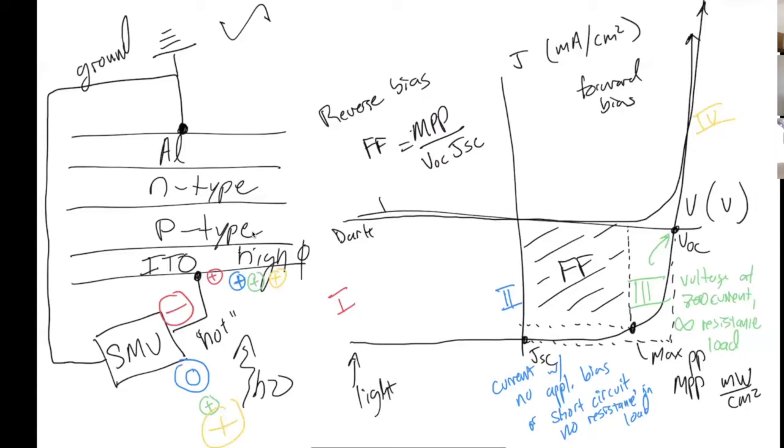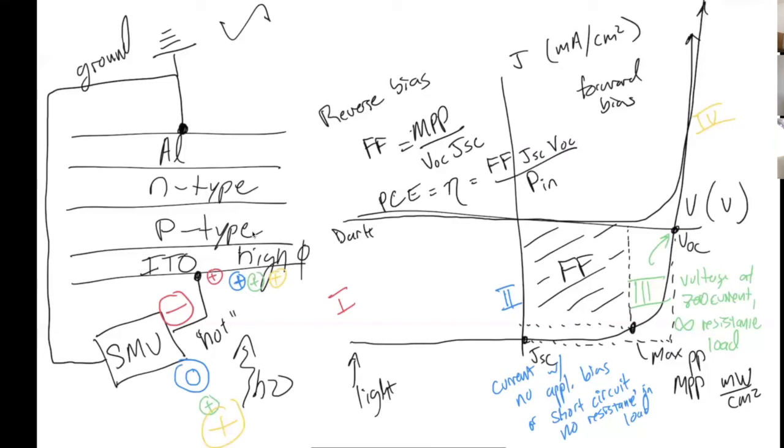And the power conversion efficiency, sometimes you'll see this as the Greek letter eta, you can write this as the fill factor times the JSC times the VOC over the power input. And that's the optical power input. That could be the sunlight.